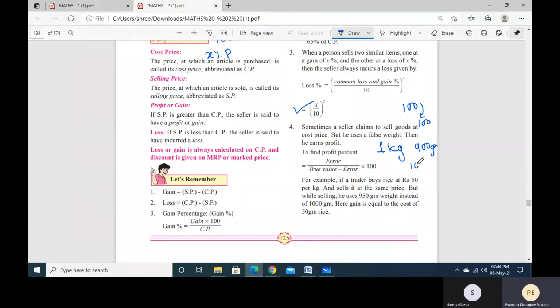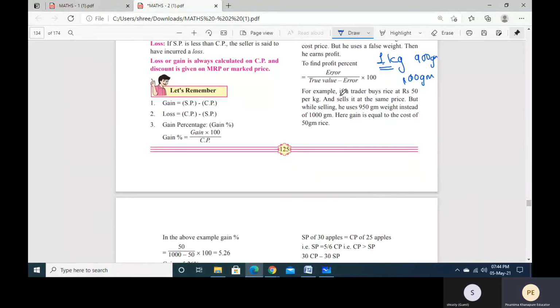So 100 grams is an error. There is a difference of 100 grams. So that 100 gram is called the error. Then the true value, the true value of it is 1 kg, 1000 grams, minus the error, that is 100, into 100. This is the formula when there is cheating between the weights or quantity. If we are buying 10 quantities, we are giving only 9 quantities with the same price. That is what is called cheating, and the difference is the error.